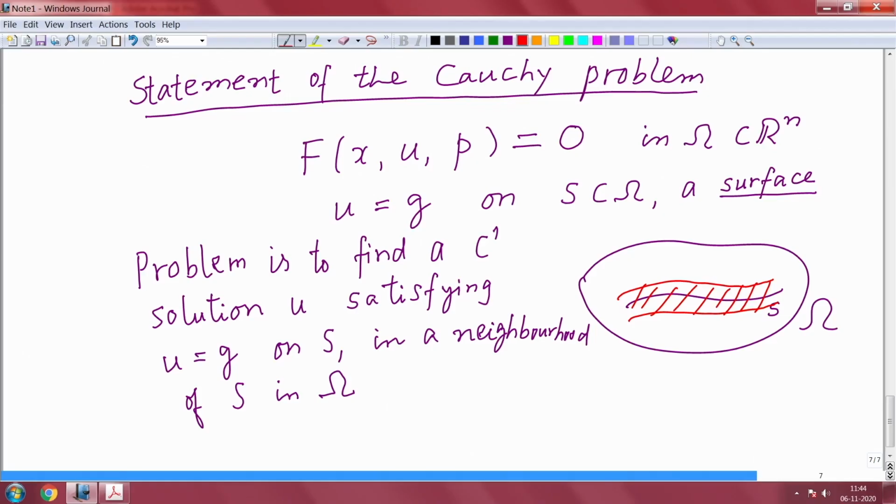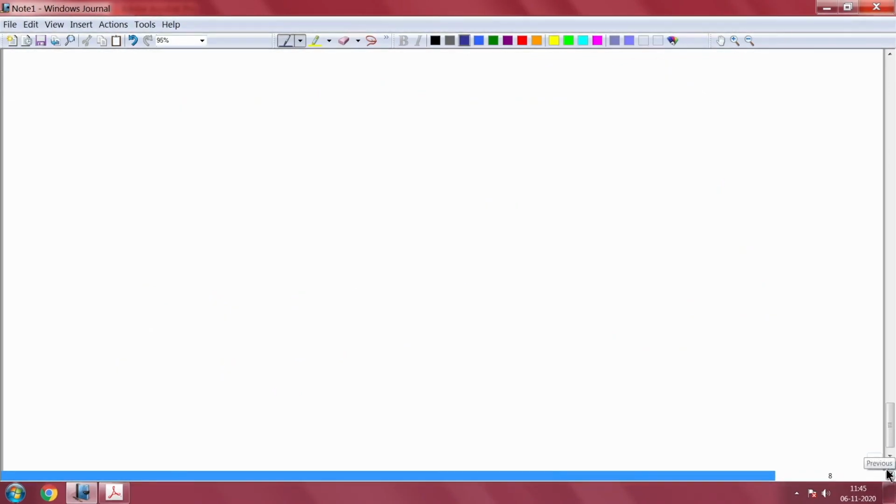So, there are some restrictions, and this is the most general statement, and obviously we need to have some restriction on S. In this setup, for an arbitrary surface we will not be able to find a solution of this Cauchy problem. So, once you understand this problem, then let us see how to go about it. Let us start with the linear case.